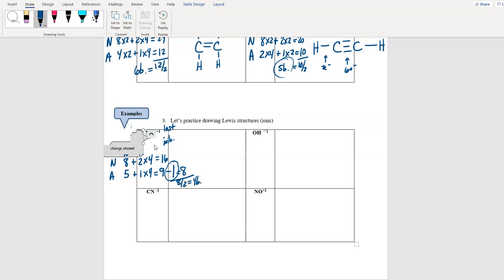4 bonds in this structure. Don't think it's rocket science. I got nitrogen, 4 hydrogens. I need 4 bonds, 4 hydrogens, 4 bonds. I think it's pretty evident.